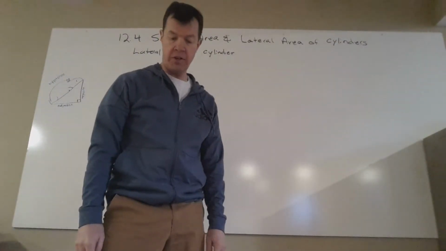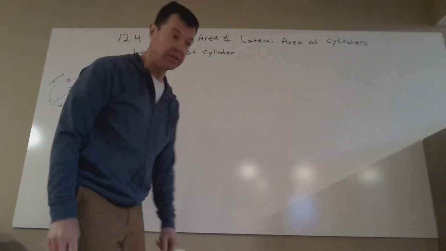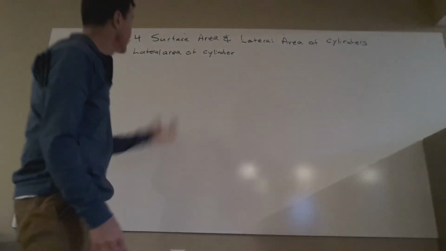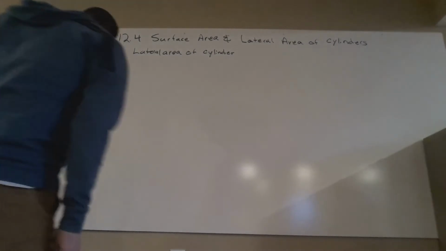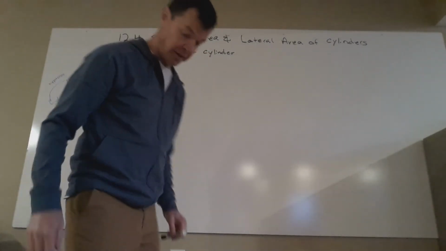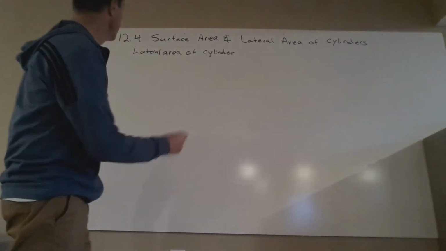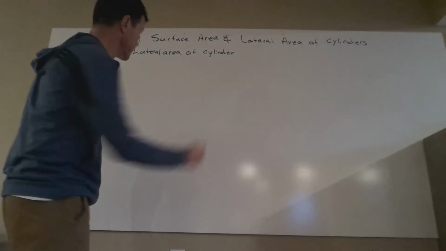Alright, here we are. We're going to talk about surface area and lateral areas of cylinders. Start out with lateral area. And lateral area is just basically going to be the side of the cylinder. I mean, it's just the side of the can, whatever the cylinder is going to be. But its lateral area is just going to be the side.